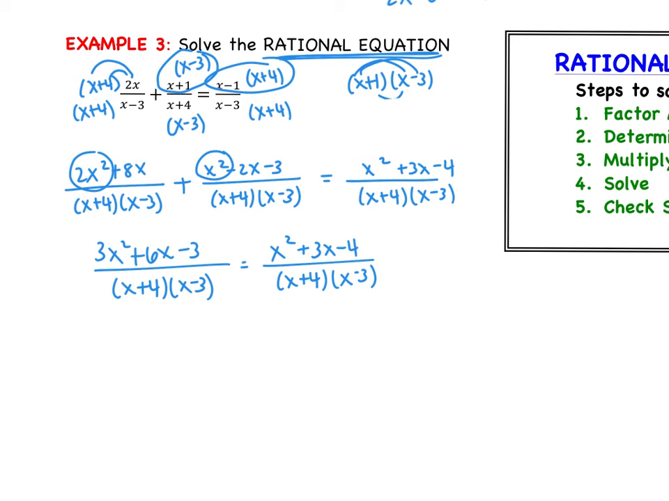Now I have two fractions set equal to each other. If the fractions are equal and their denominators are the same, the numerators have to be the same. That's the only possibility. If you think of something like this, 1 over 2 equals x over 2, denominators are the same, numerators have to be. You would get x equals 1. In this case, denominators are the same. That tells us that these numerators have to be equal.